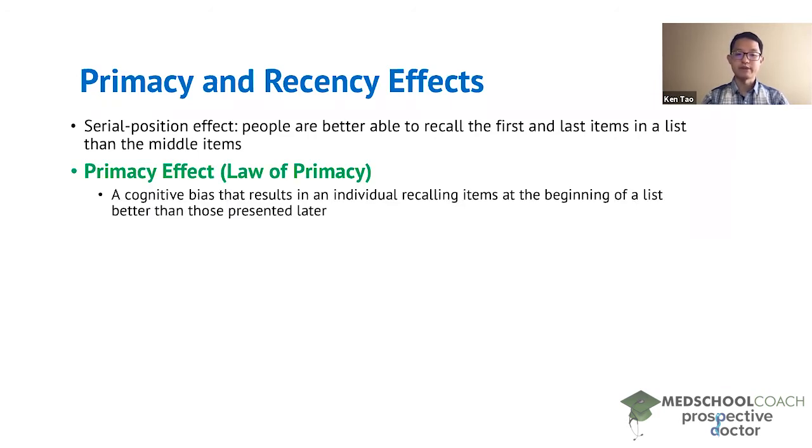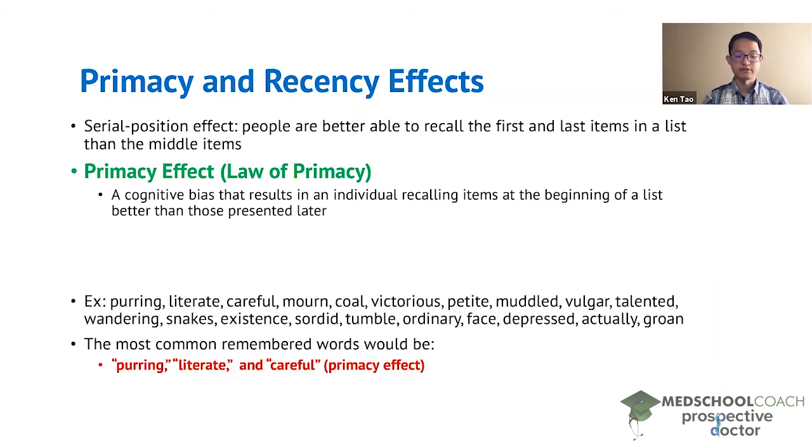The first half is the primacy effect, which is also called the law of primacy. This is a cognitive bias that results in an individual recalling items at the beginning of a list better than those presented later. So for example, here you can see a list of 20 random words. If you get many participants and you read this list of 20 words in the order shown on the screen, you're going to find that among the words that the participants are able to recall correctly, the most common words will include hurrying, literate, and careful. And if you look at this list, you'll notice that these are the first few words on the list. So this is a demonstration of the primacy effect.